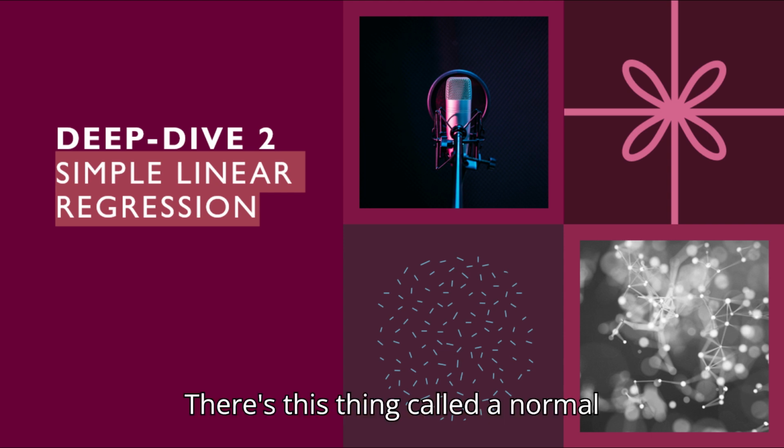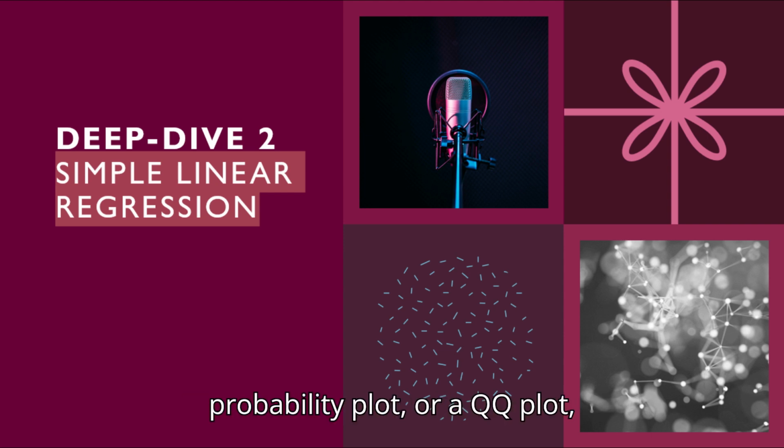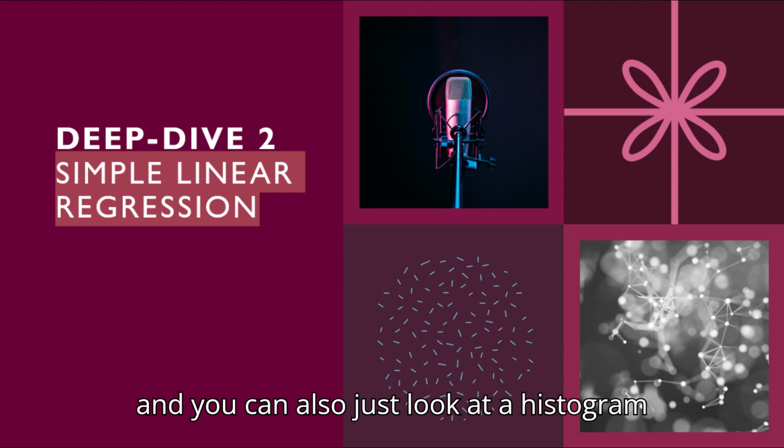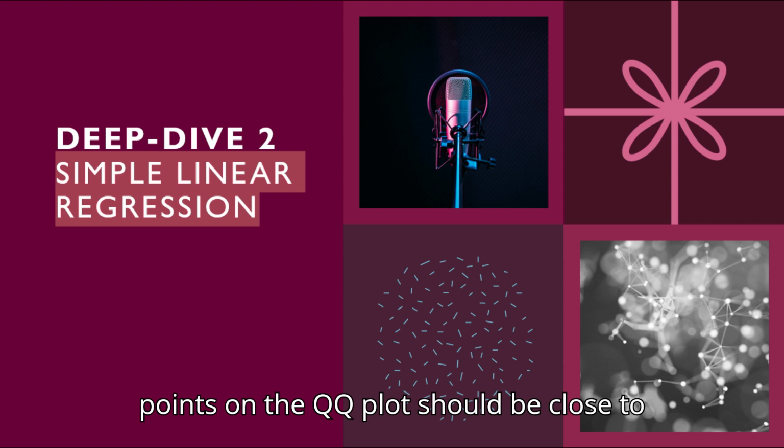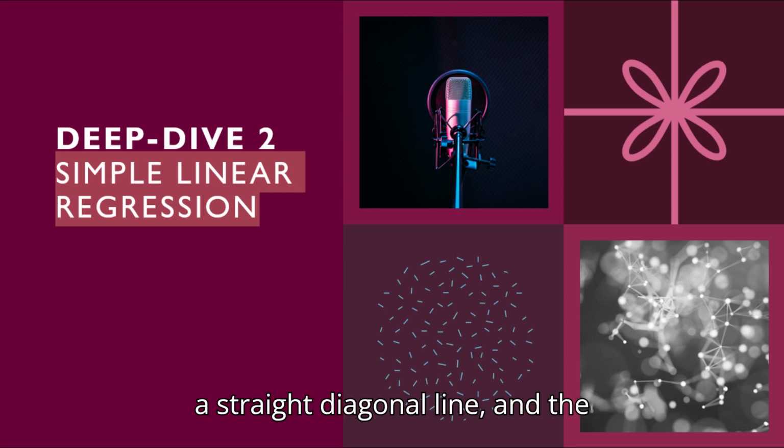There's this thing called a normal probability plot, or a QQ plot. And you can also just look at a histogram of the residuals. If they're normal, the points on the QQ plot should be close to a straight diagonal line, and the histogram should look like a bell curve. Okay, QQ plots and histograms.